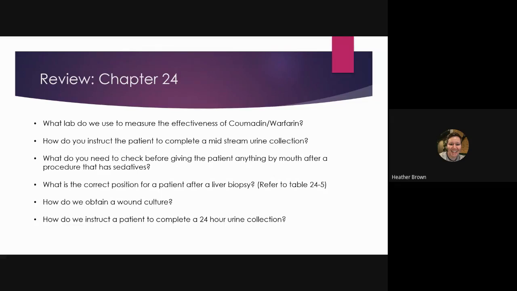Now, does that go into the container? Pee and then throw away the first one, right? Then the clock starts. So they're going to urinate, they're going to get rid of that first one, and then the clock starts.